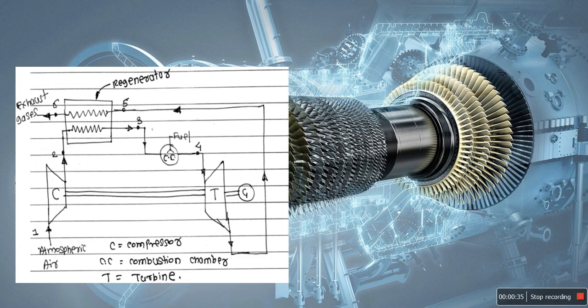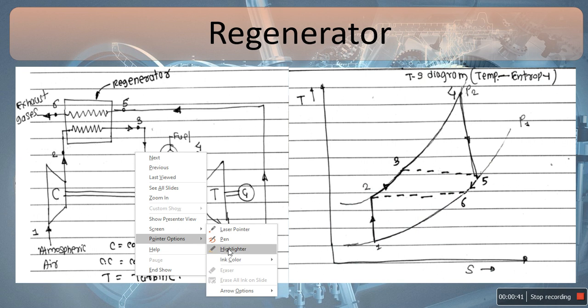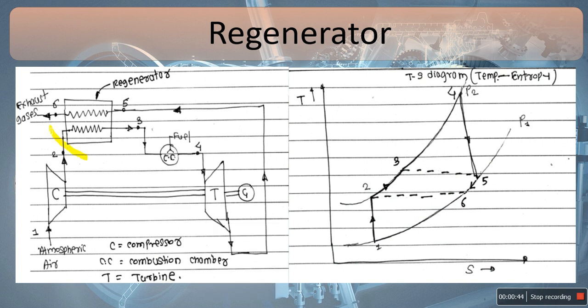Before combining, I will briefly revise what is meant by regeneration. In regeneration, we preheat the air before entering the CC. The preheating of air takes place because of the exhaust gas going as waste to the atmosphere, where we utilize that waste heat recovery. As a result, the temperature rises from 2 to 3 before entering the combustion chamber, which consumes less fuel. That is the regeneration method.